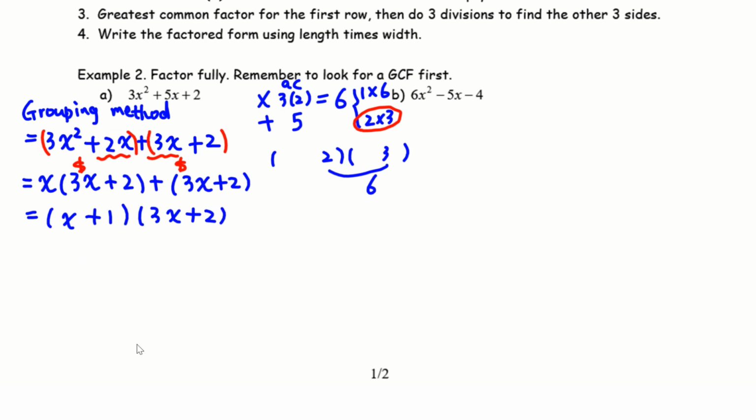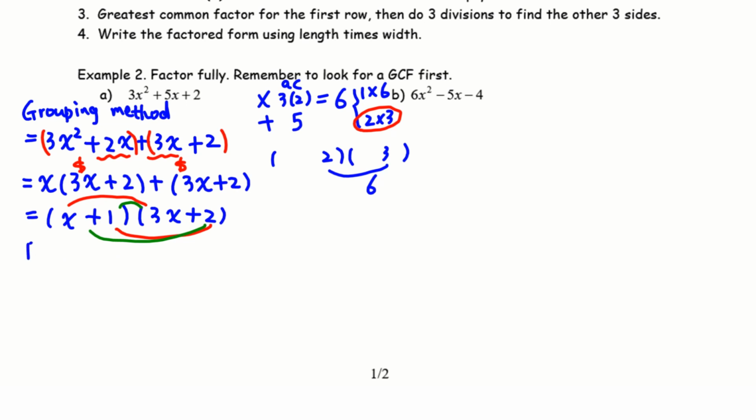So this is the grouping method. You could double check by expanding: x times 3x, 3x squared. 1 times 2 gives you 2. And the middle is 3x plus 2x gives you 5x, so it works.